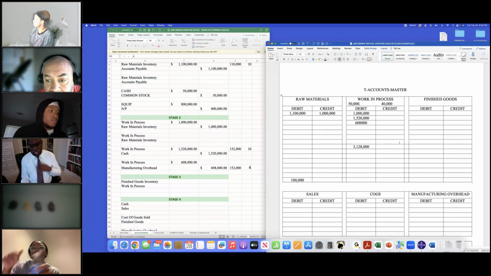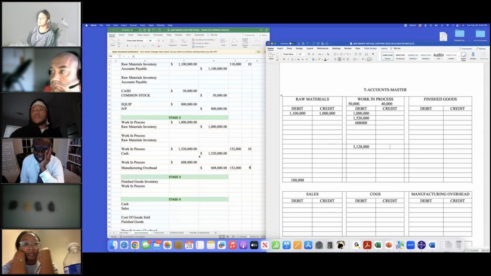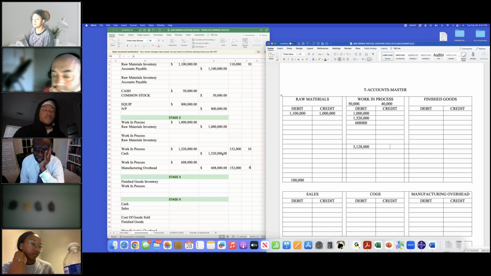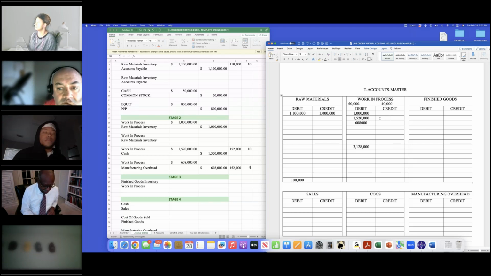So let's look at what we're going to transfer out. Now, we paid the workers $1,520,000 to produce 50,000. Are we going to ask the workers for the money back since they didn't produce as many as they should have? No. All right. So $1,520,000 becomes the amount of labor that's going to have to be transferred to finished goods.